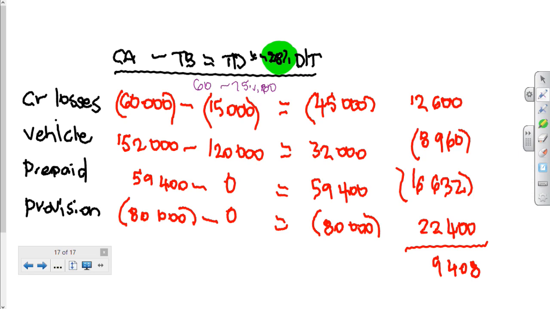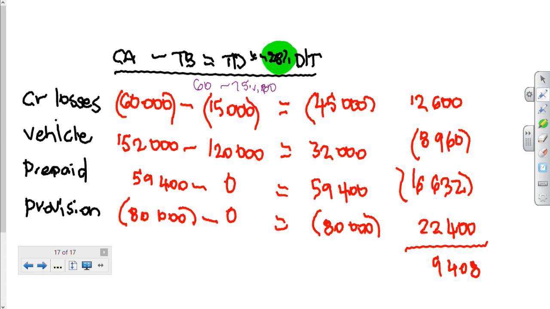Okay. Then we have a vehicle. The vehicle has a carrying amount in the statement of financial position of 152,000. The vehicle has a tax base of 120,000. Did you all get that? Carrying amount, temporary difference, 32,000. That one is asset, asset, asset, asset. Converting to a liability of 8,960. Yes? Good.